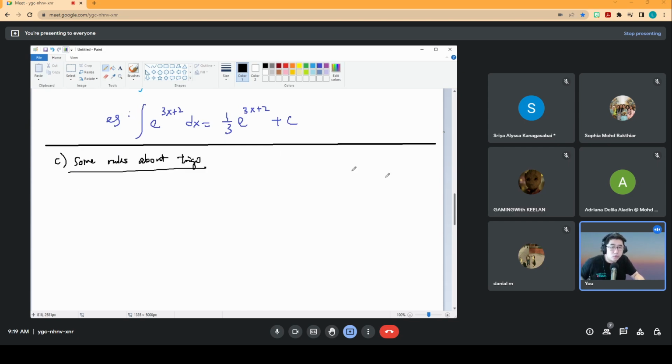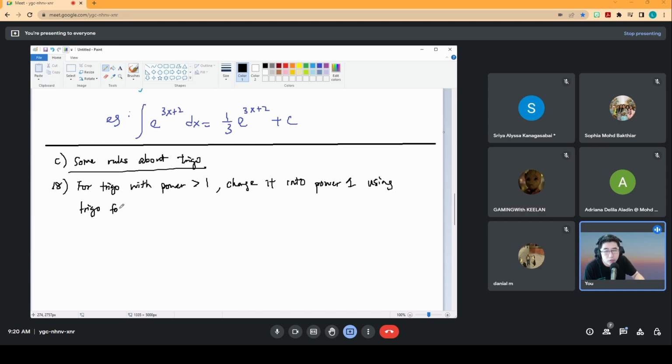So this is rule 18. For trigo with power more than 1, change it into power 1 using trigo formula before integration.